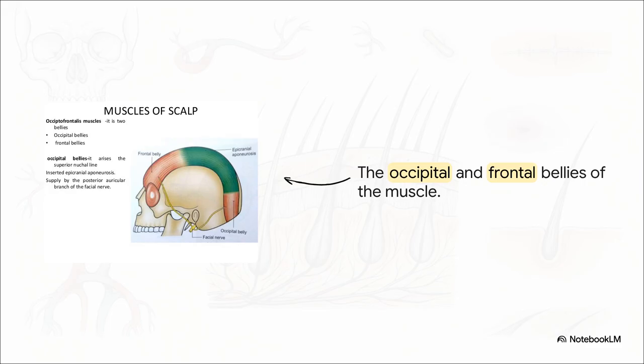But here is the kicker. The frontal belly has no bony attachment whatsoever. It just blends right into the skin and muscles around the eyes. Keep that in your back pocket, because it's going to come up again very soon.